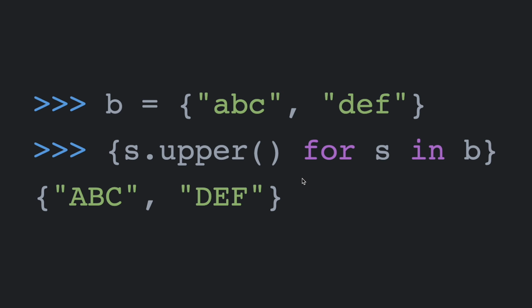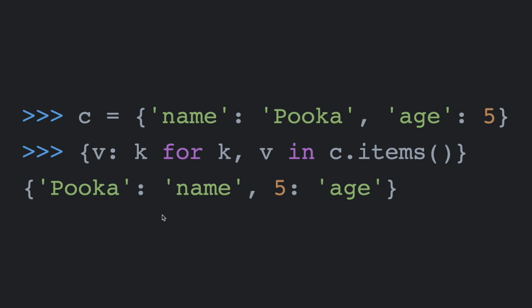And here's an example of set comprehension. So we have the set, and we're doing s.upper for s in B. So we're actually changing each of these elements in the set to uppercase. And then this is a dict or dictionary comprehension, where we're going to do something for each element in the dictionary to create a new dictionary.